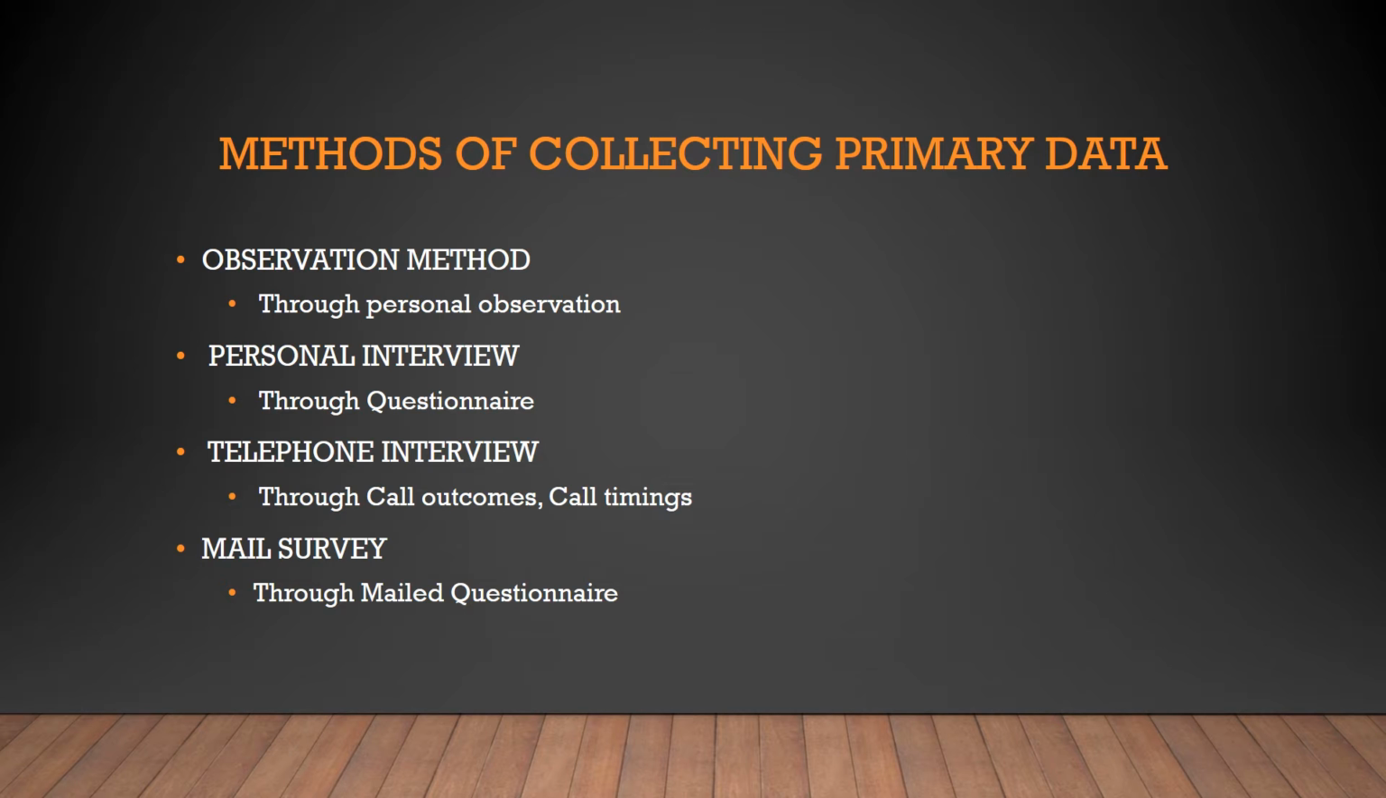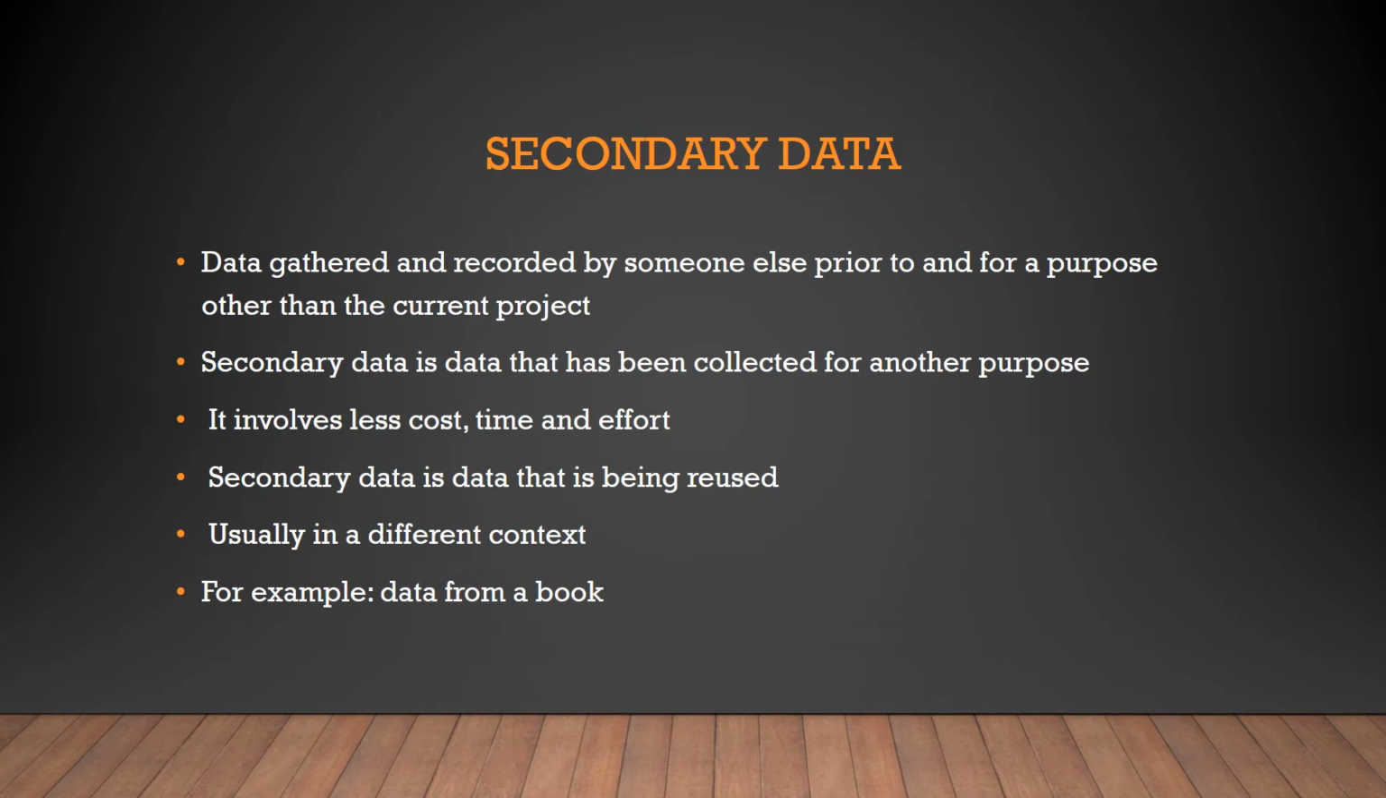There are different methods of collecting primary data: observation method, personal interviews, telephonic interviews, and mail surveys. The observation method is basically done through personal observation. Personal interviews are done through questionnaires. Telephone interviews are done through calls, and the mail surveys are done through mailed questionnaires.